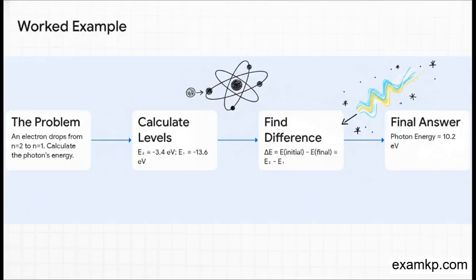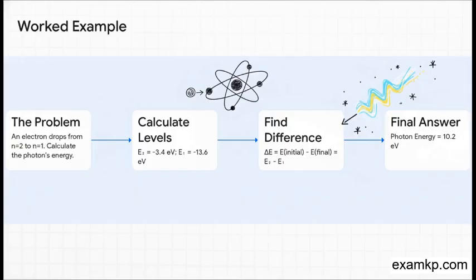This formula right here, it's pure gold for calculation questions. You need to know it. So let's put that formula to work with an example. An electron drops from the second level, so n equals 2, down to the first level, n equals 1. What's the energy of the light it spits out?